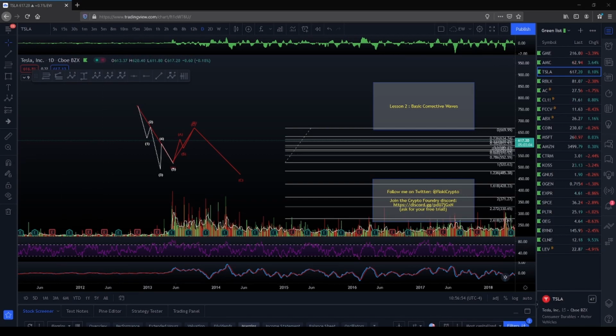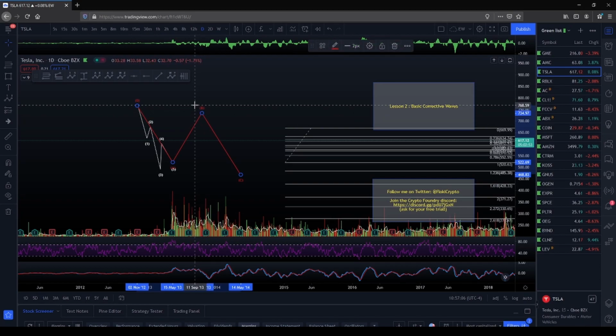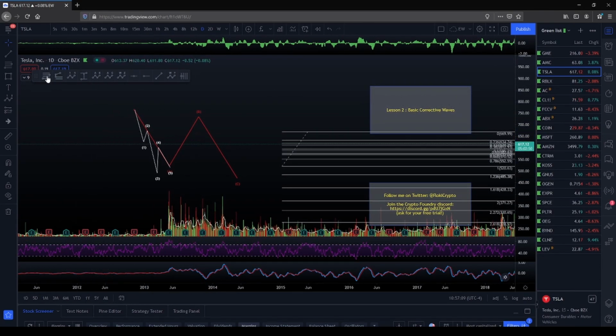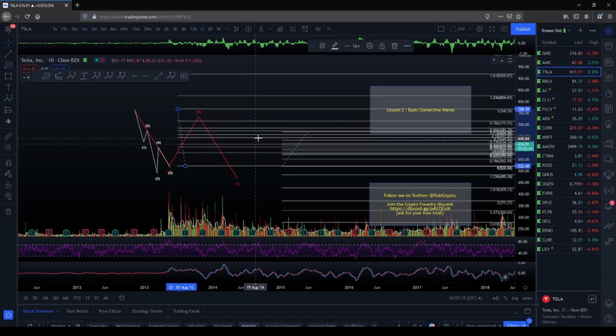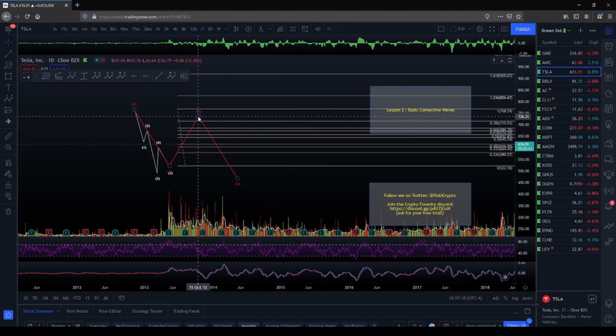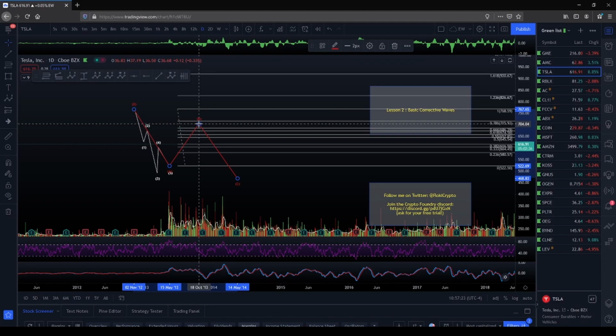So we have wave B should end nowhere near the beginning of wave A. So I guess this rule is subject to interpretation, but I wouldn't put wave B higher than 0.786, or else it becomes more of a flat than a zigzag. So if you see it going above this, maybe start considering the rules and guidelines for a flat at that time.